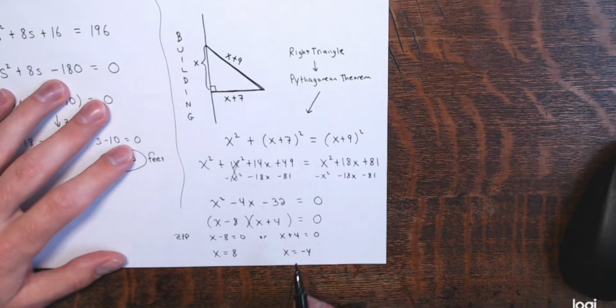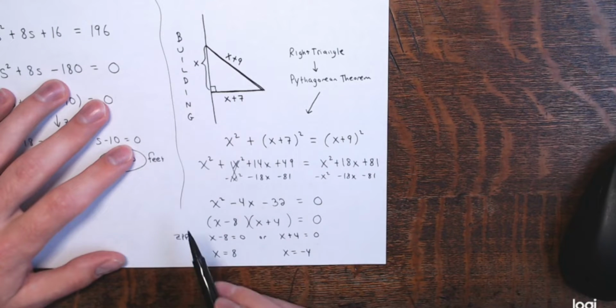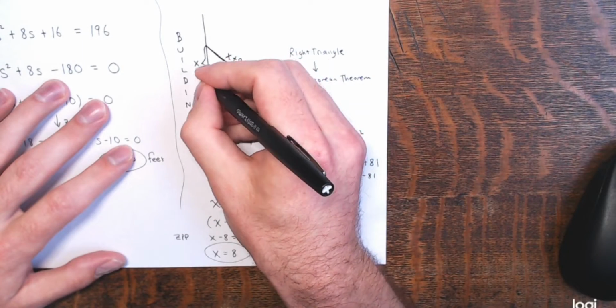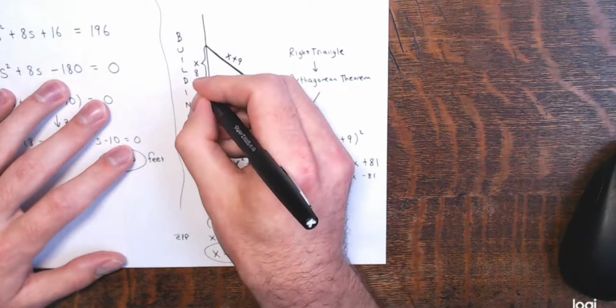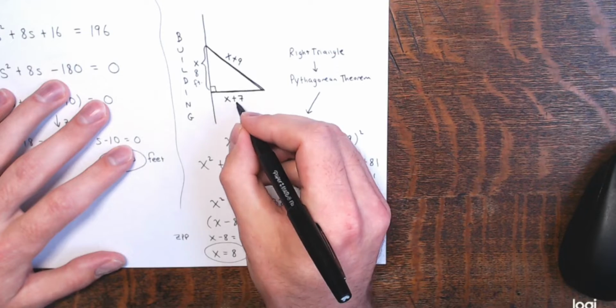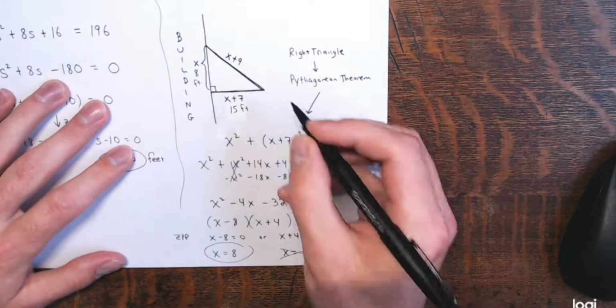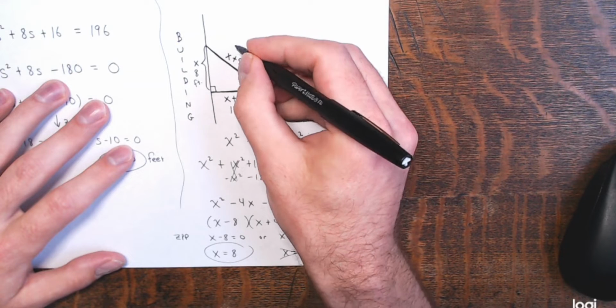But remember, this x represented one of the side lengths of a triangle. So it can't be negative 4. It's got to be 8. So this has got to be 8 feet. This side is 8 plus 7, replacing x with 8, so that side's got to be 15 feet. And then x plus 9, 8 plus 9 is 17 feet.